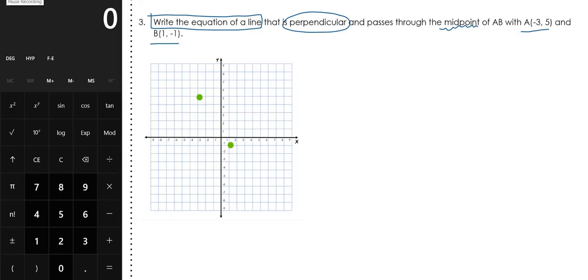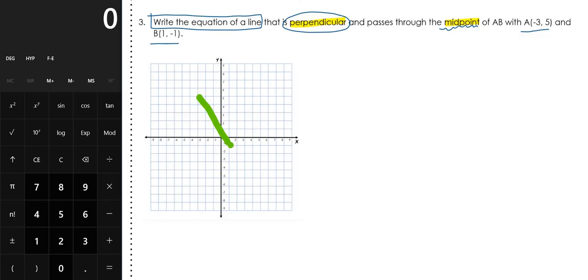I'm going to connect those two with a line. So this is not going to look great, but I'm going to do my best. There we go. And now the goal of this question is to write the equation of a line that's going to be perpendicular to this line segment I drew in green and pass through the midpoint of it.